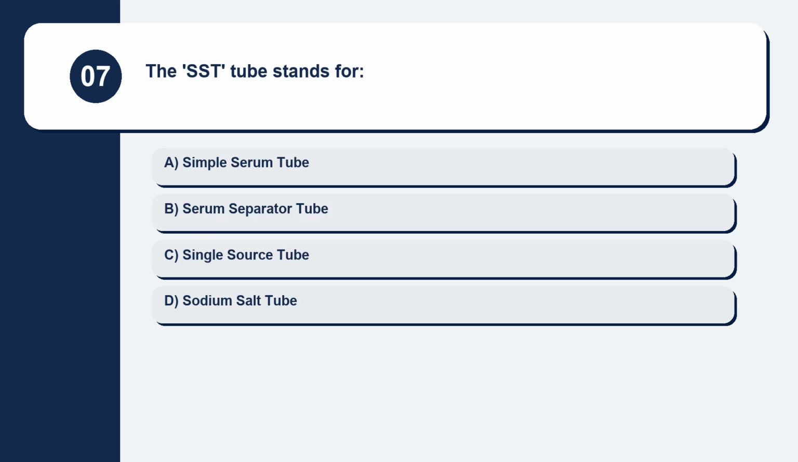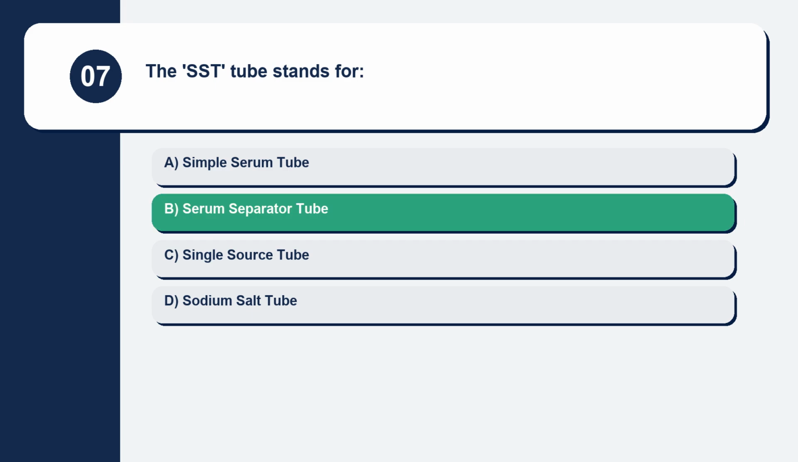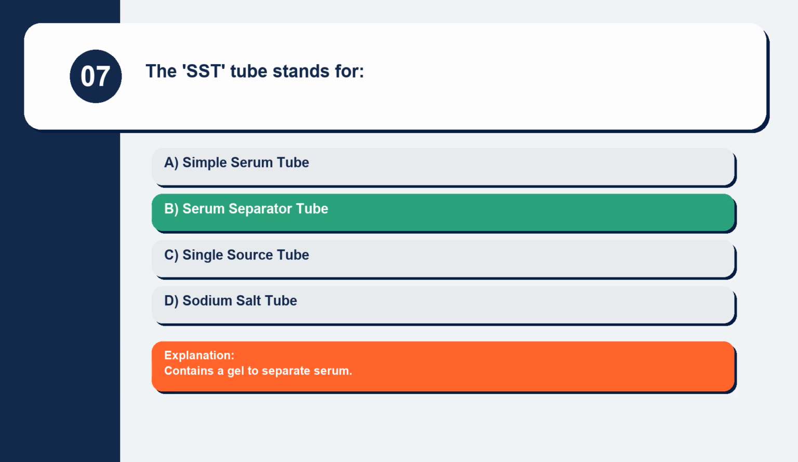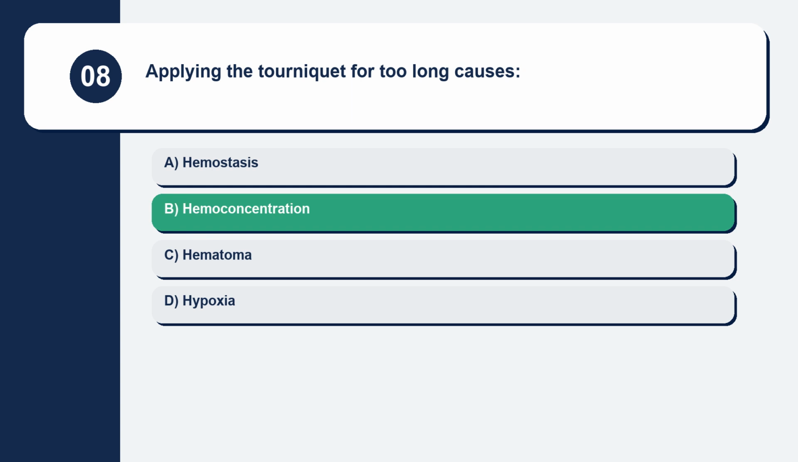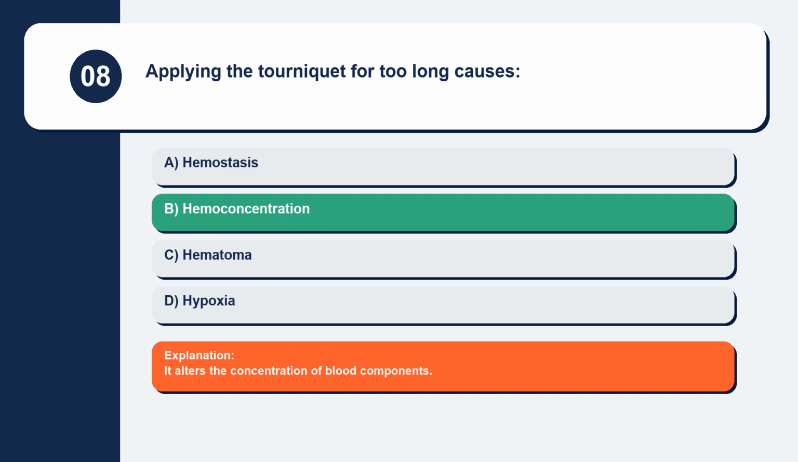Question 7. The SST tube stands for simple serum tube, serum separator tube, single source tube, sodium salt tube. Contains a gel to separate serum. Question 8. Applying the tourniquet for too long causes hemostasis, hemoconcentration, hematoma, hypoxia. It alters the concentration of blood components.